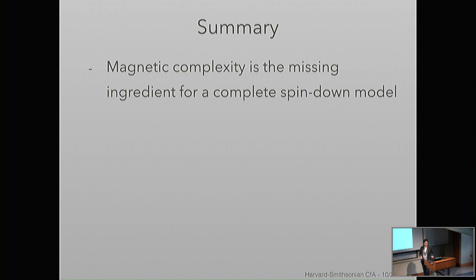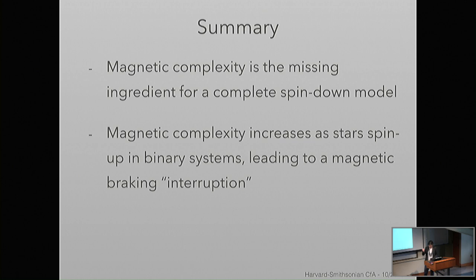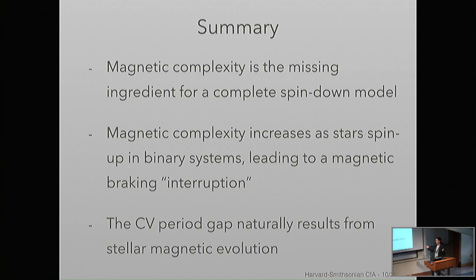Anyway, so to summarize, magnetic complexity is missing in spin-down models. So you need to take it into account. It's crucial. And it seems like a complexity increase in the secondary star of the CV systems is happening and leading to this magnetic braking interruption that leads to the mass accretion interruption, and then the CV period gap is a natural outcome of this.